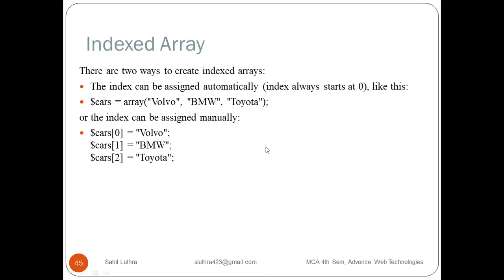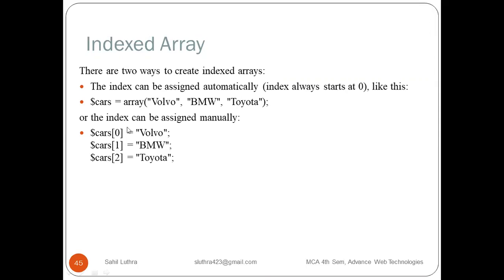So this is how we are going to create an index array in PHP. First of all, you have to create a variable. After that, you have to use the assignment operator. After that, the next one is array, and then in the round braces, the values which you want to pass to your array.